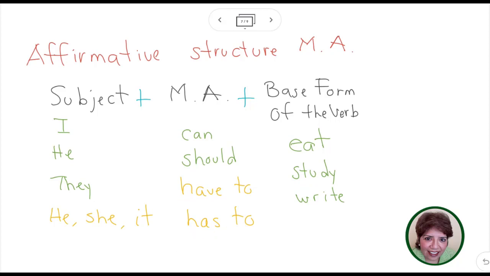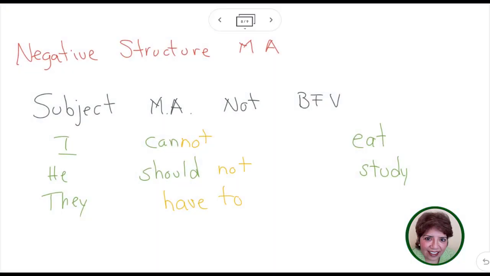¿Ok? Vamos a ver la negative form. For the negative form, continue being easy. Sigue siendo facilote porque vas a escribir con I, con he, con they. For all of them, you have to use the same auxiliary. Vamos a poner el mismo.